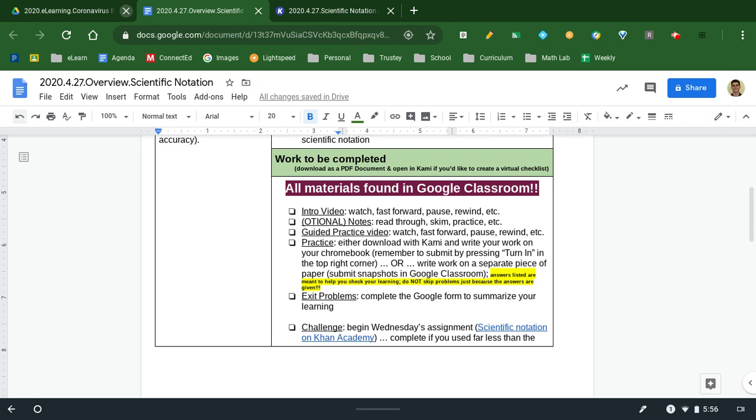in Google Classroom. So as you're going through your practice, a couple things. Number one, as highlighted in yellow, there are some answers. Yes, the answers are there to help you check your learning. Don't skip those problems just because the answers are there. Number two, as you're going through the assignment, think about those exit problems. You probably can figure out what's coming. How are all these problems similar? How are all these problems different? And then write yourself a step-by-step way of turning a number into scientific notation. So think about that as we go along.